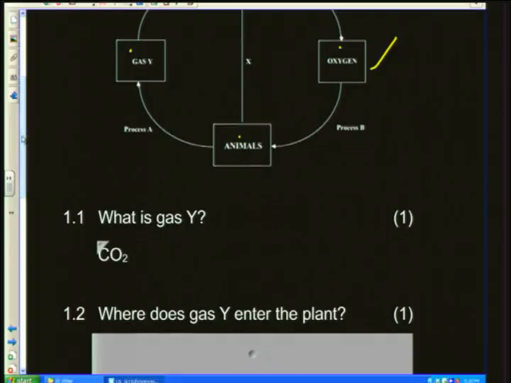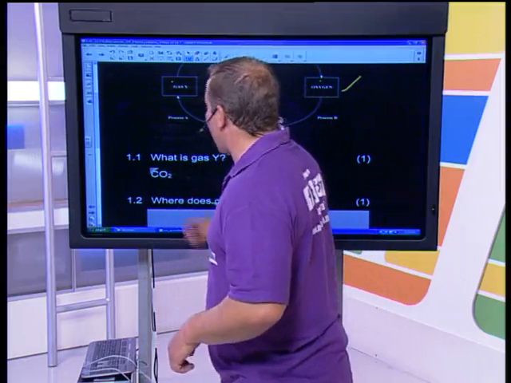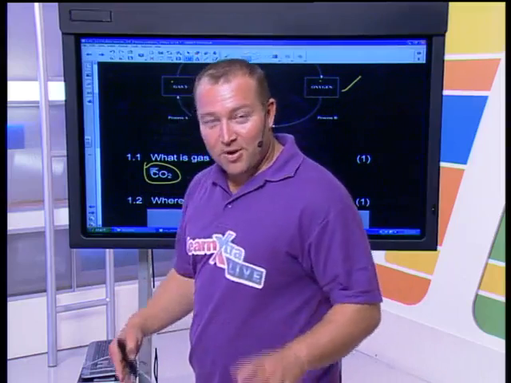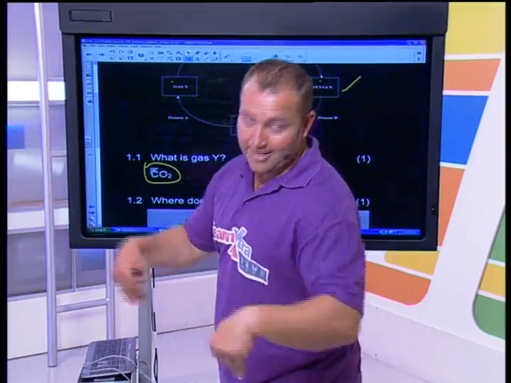The next one we're having a look at is, where does gas Y enter the plant? Where does gas Y, so carbon dioxide, enter the plant? Watch her say something like the lungs. No, I was about to say the leaves.